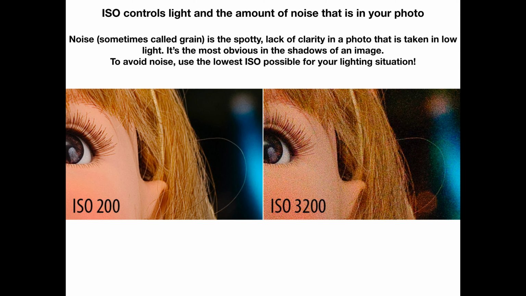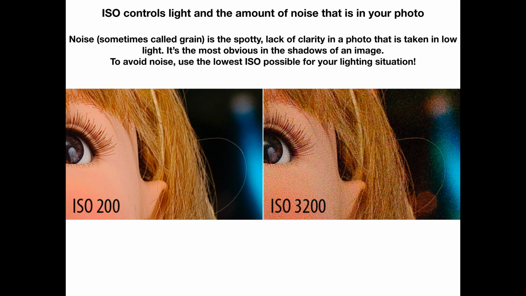It's the spotty lack of clarity in a photo that is taken in low light. So usually if you're outside in bright sunlight, you're not really going to see any of this noise or grain. It's most obvious in the shadows of an image, and even more obvious in dark images or images taken at night or in low lighting. To avoid noise, use the lowest ISO possible for your lighting situation.